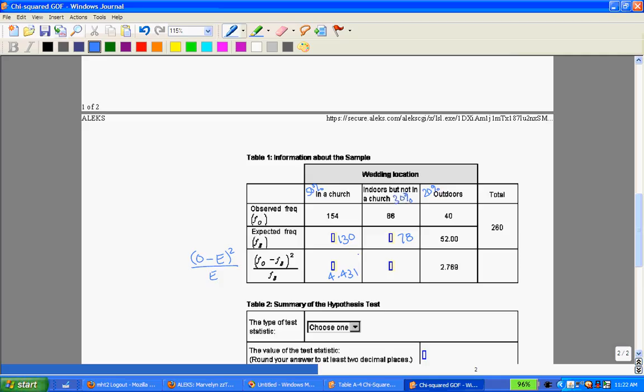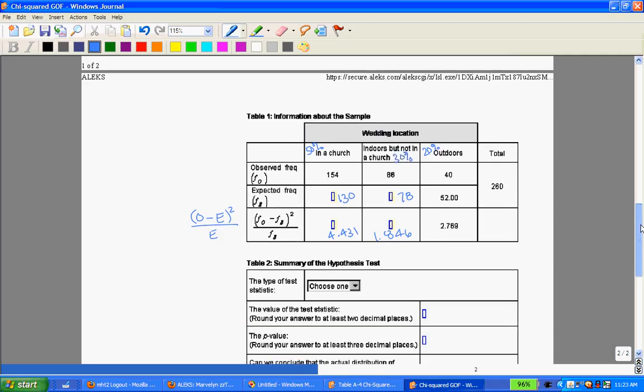For indoors but not in a church, I would do 66 minus 78, that quantity squared, divided by 78, and that gives 1.846. And for me, I'm just a stickler. I'm going to go ahead and double check that last answer, even though I know it should be right since Alex put it there. But 40 minus 52, that quantity squared divided by 52, does indeed give us 2.769. So those are the difference between the observed and the expected, squared, divided by the expected.